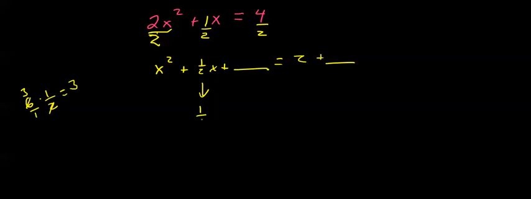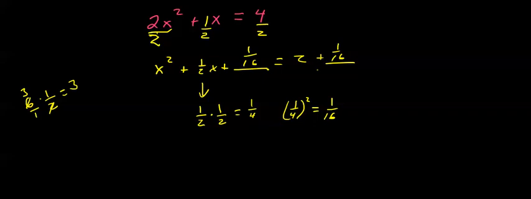I take half of that, I multiply that number, whatever it is, by 1/2, gives me 1/4, and then I square 1/4, equals 1/16. 1 times 1 is 1, 4 times 4 is 16, so I add 1/16 to both sides. All right.